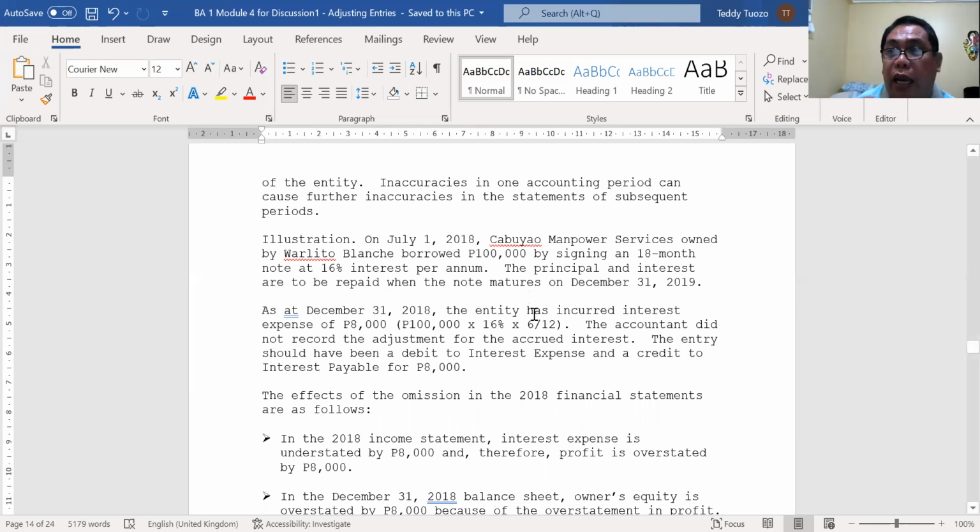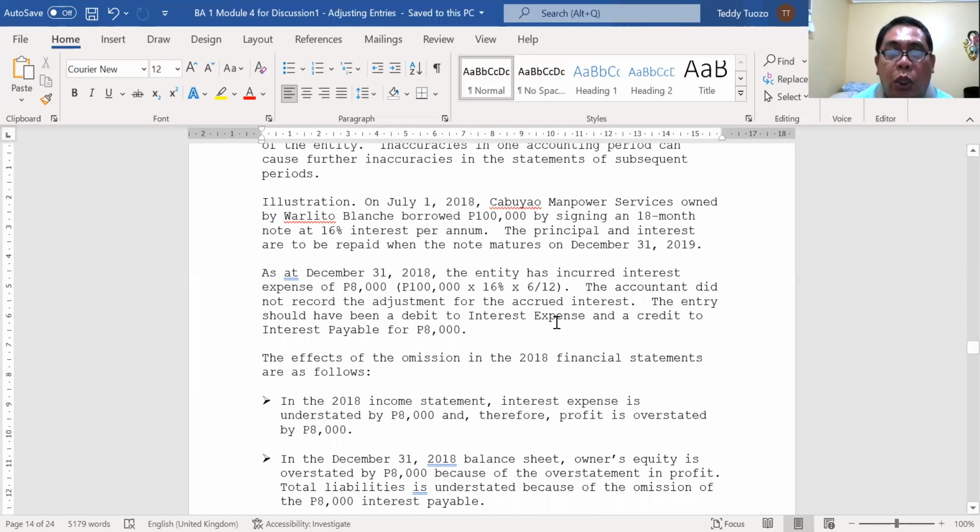Okay, this is the end of an accounting period already. So the entity has incurred interest expense of 8,000. How? 100,000 times 16% times 6/12. Remember, quoted interest would always be per annum, or annual, or for the entire year.